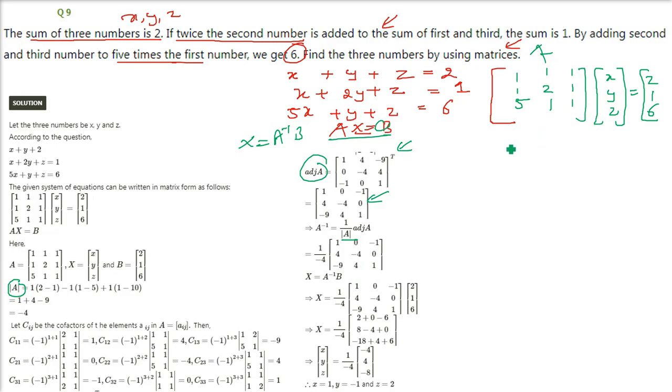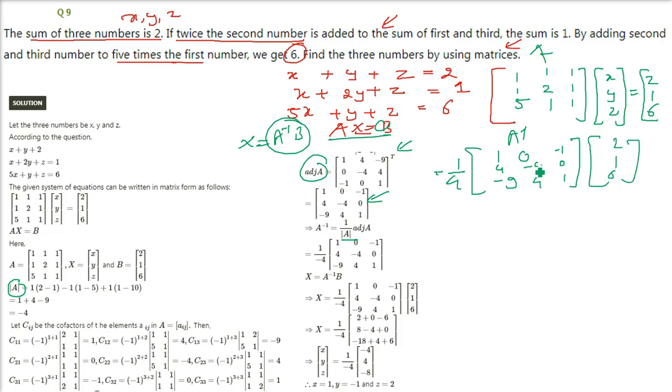So A inverse is what? In this case, negative 1 by 4 multiplied by 1, 4, negative 9, 0, 9, negative 4, 4, negative 1, 0, 1. And this is your A inverse. You have to multiply this with B. What is B? You have 2, 1, 6. I hope you'll be able to do this matrix multiplication. X, Y, Z will come.